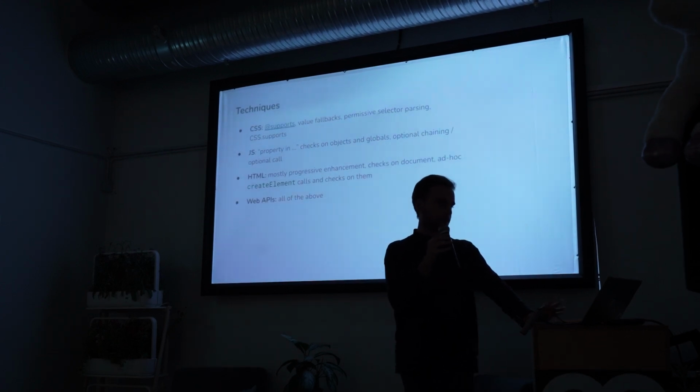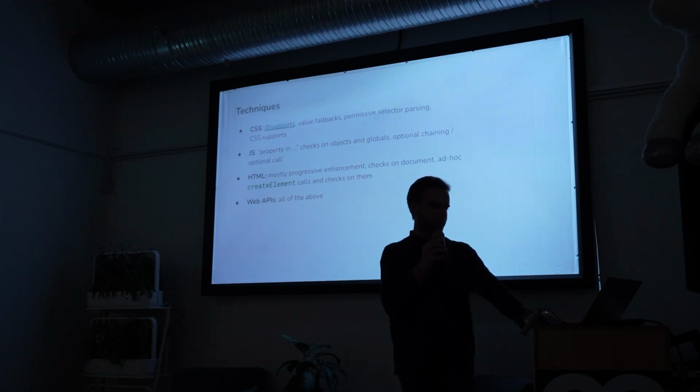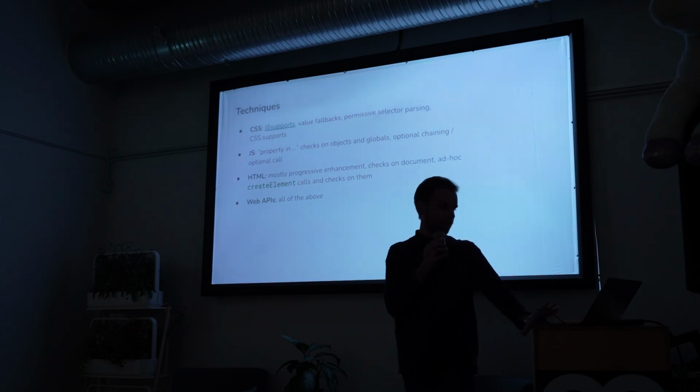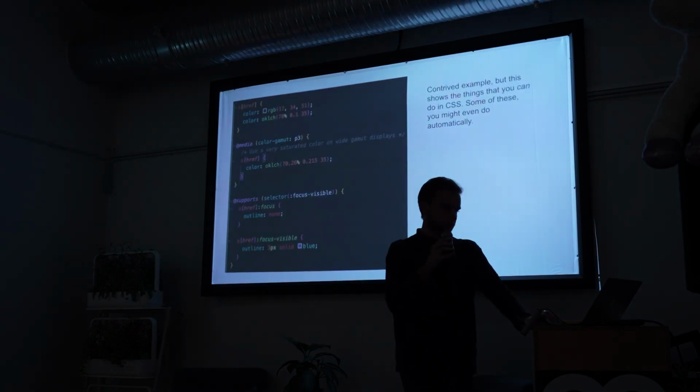In CSS, you have supports blocks and fallbacks, as I said. In JavaScript, you have property checks. I'll show you about that in a moment. Again, in HTML, you would mostly do progressive enhancement, but you can also do a lot of feature detection. If you have access to an HTML element, you can see what methods it supports. And for web APIs, you would do all of those.